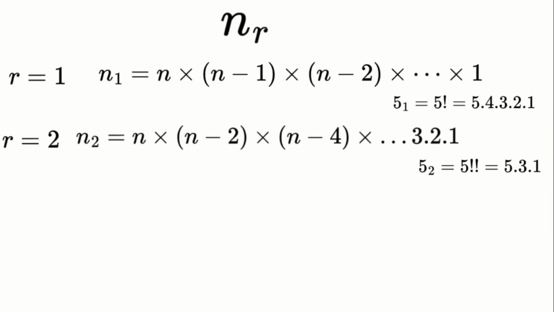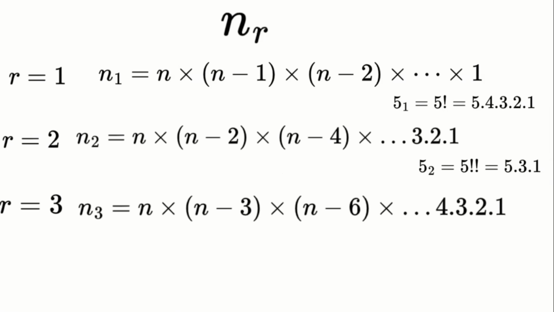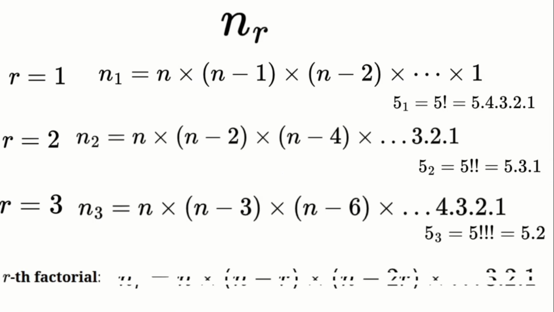3. Third factorial, r equals 3. This is the triple factorial. Here we multiply a number, then skip 2, multiply the next, skip 2 more, and continue the pattern. 4. General pattern. In general, if we have the rth factorial, we multiply the starting number, then jump by r each time until we get as close to 1 as possible.